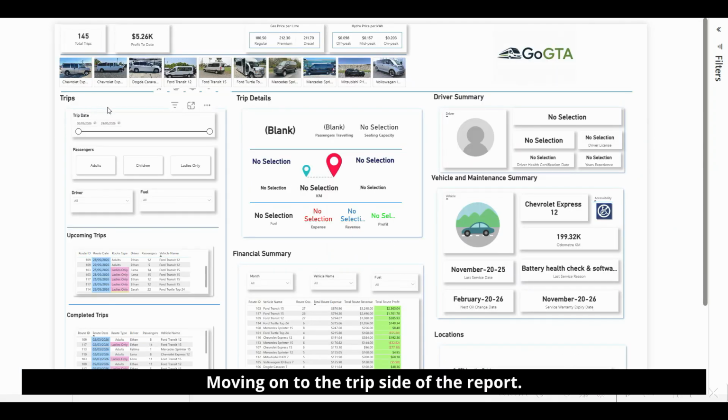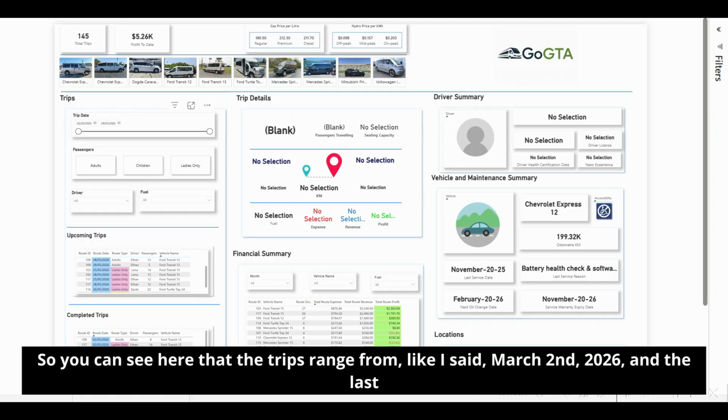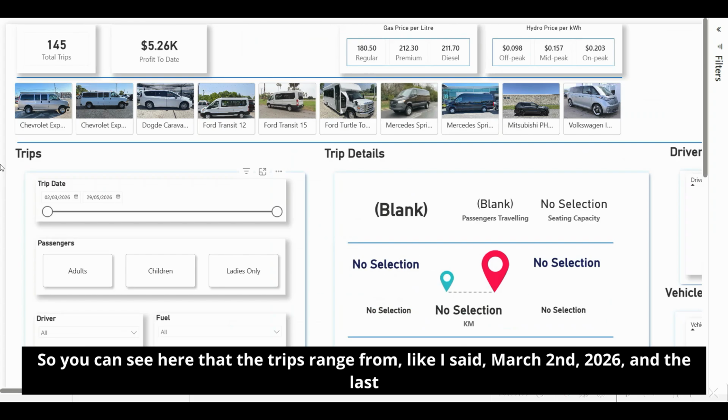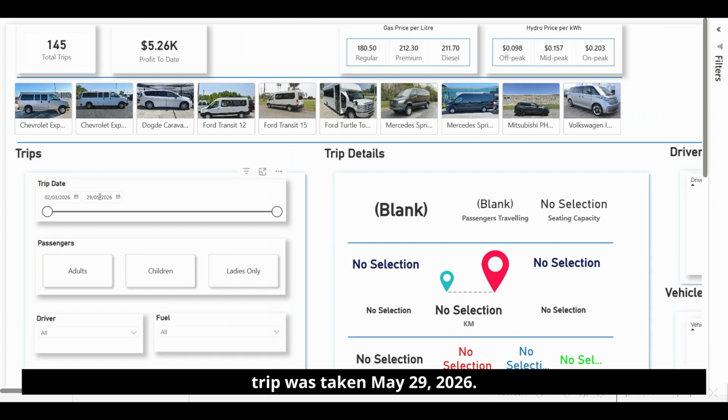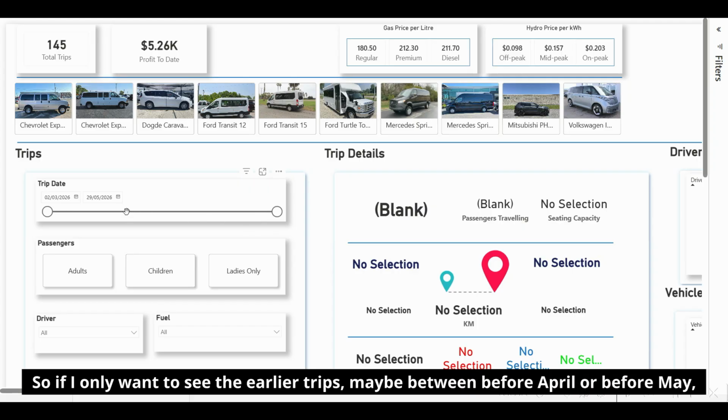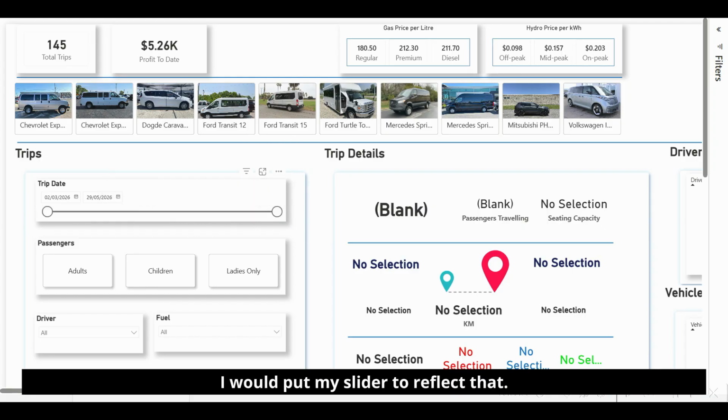Moving on to the trip side of the report. So you can see here that the trips range from, like I said, March 2nd, 2026, and the last trip was taken May 29, 2026. So you can now look at these trips based on the date using this slider. So if I only want to see the earlier trips, maybe between before April or before May, I would put my slider to reflect that.